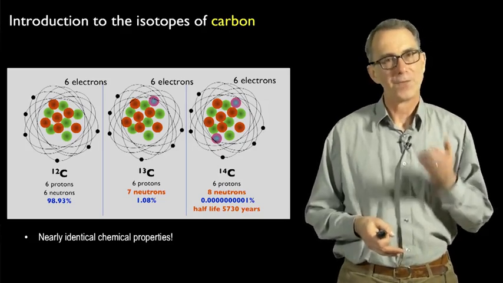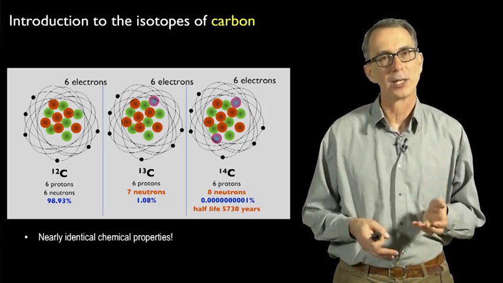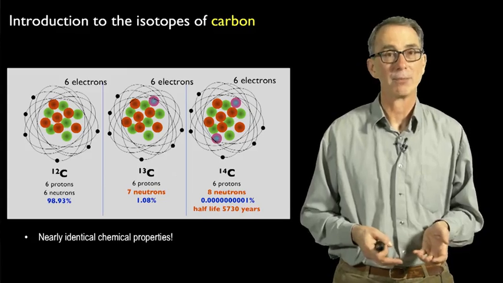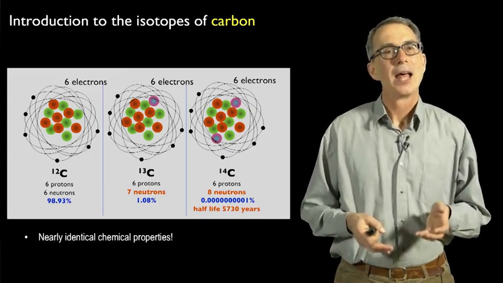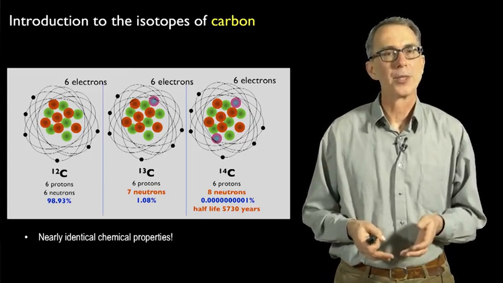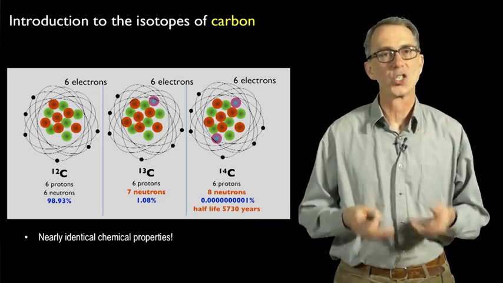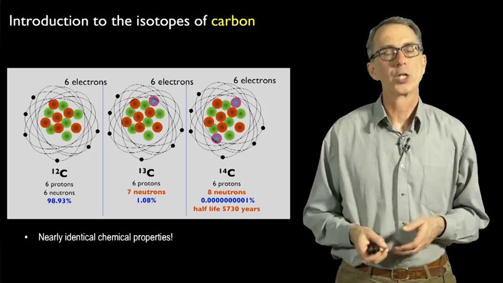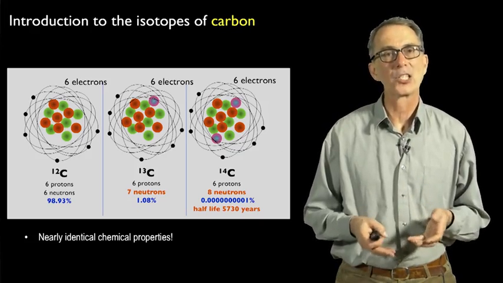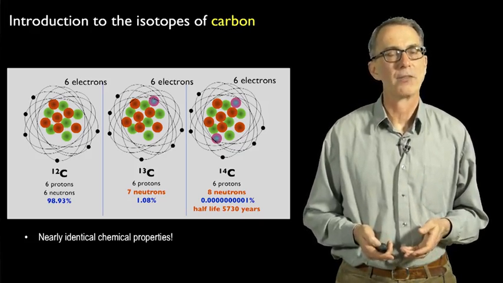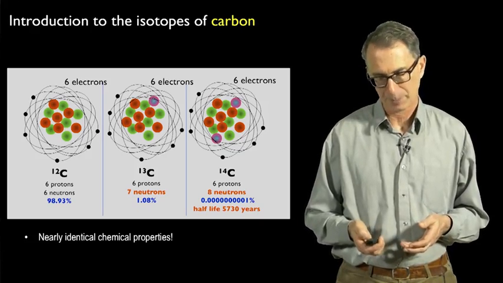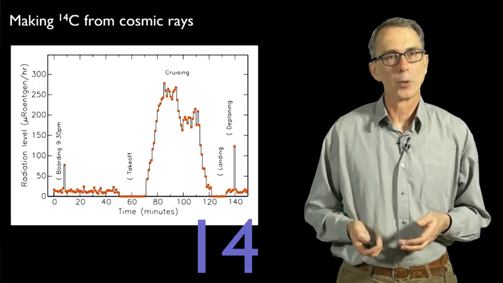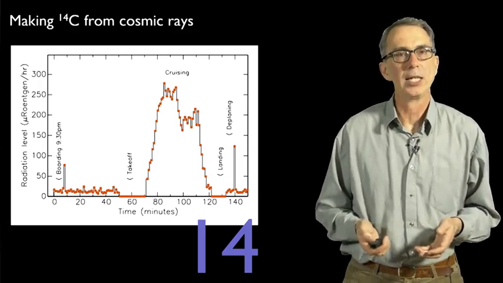Sorry, 5,730 years. Let me get it right. The other two versions, carbon-12 and carbon-13, do not decay, they're stable, but carbon-14 is radioactive and decays slowly with a 5,700 year half-life. So why are those very important, and how is carbon-14 made?